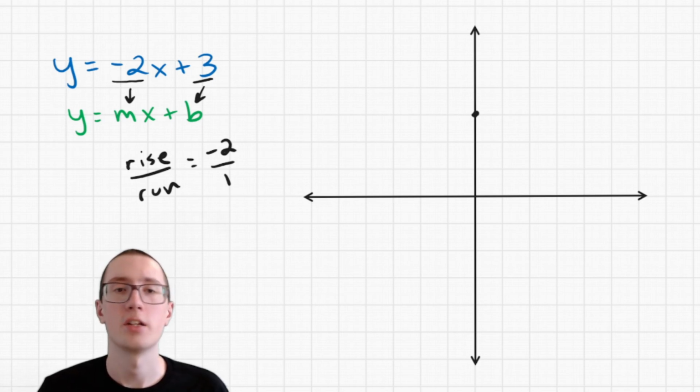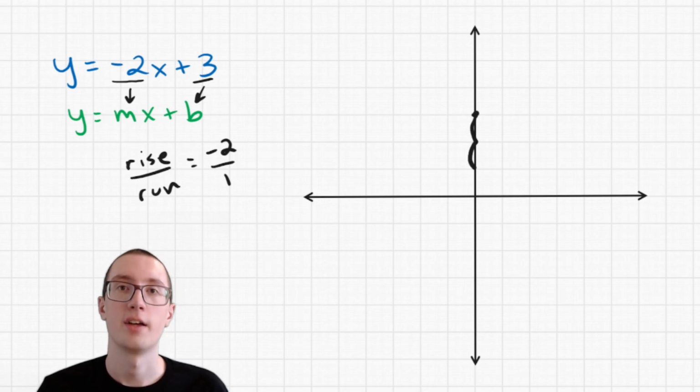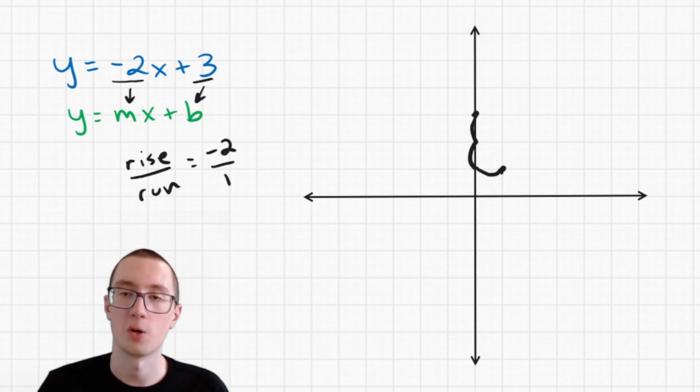But how do we do a negative rise? Well, remember, a negative rise just means we're falling. So we are going to go down 1, 2. And then we are going to run 1. So here's our second point. And if we wanted to make this a little more accurate, we could just do that again. So fall 2, go over 1.